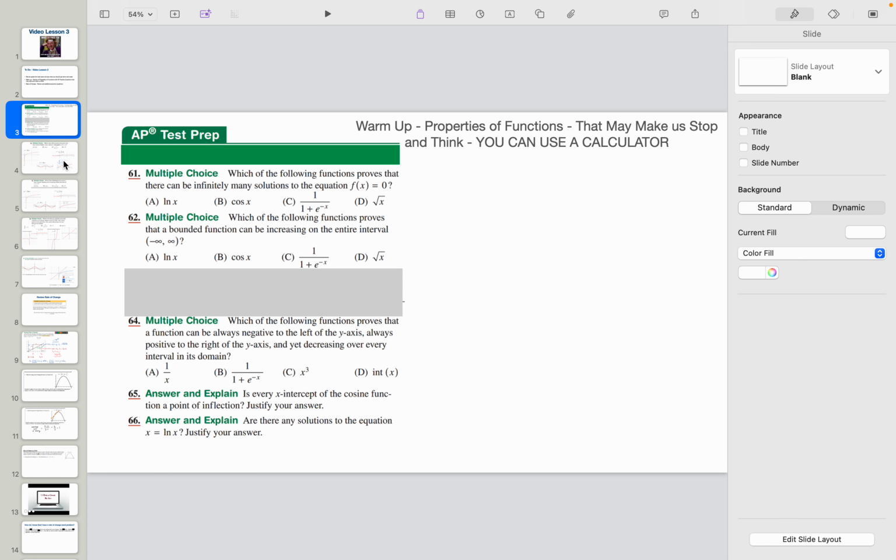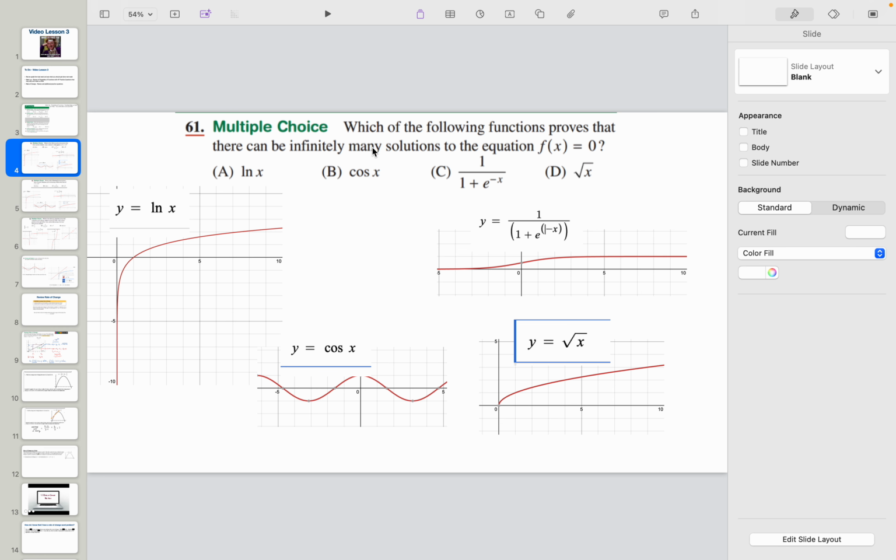All right, so for number 1 here, I went ahead and graphed these and took pictures so you can see. It says, which of the following functions proves that there can be an infinite number of solutions for the equation at 0? So an infinite number of solutions.